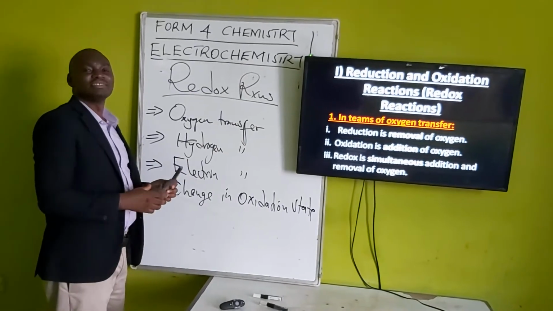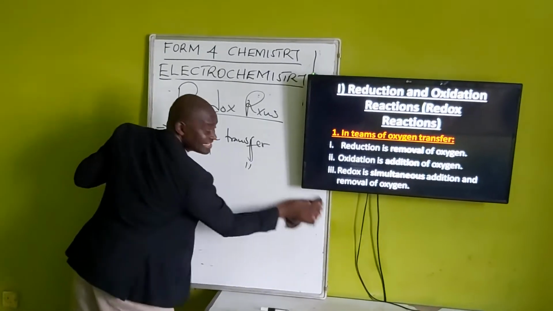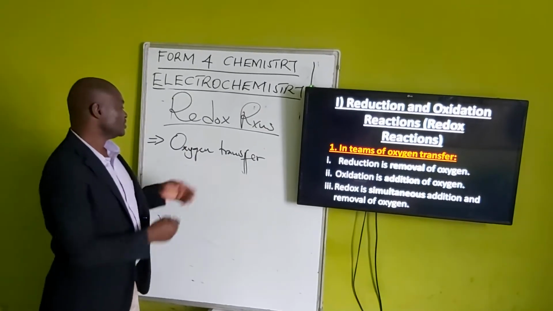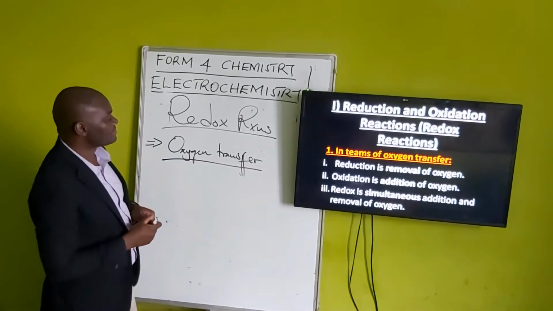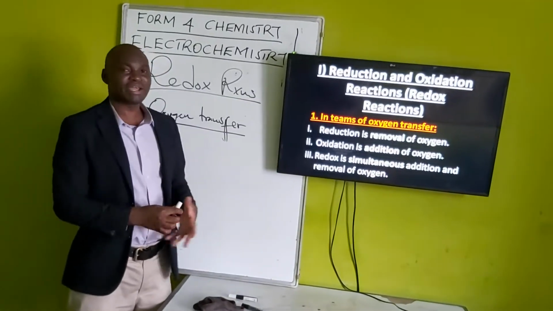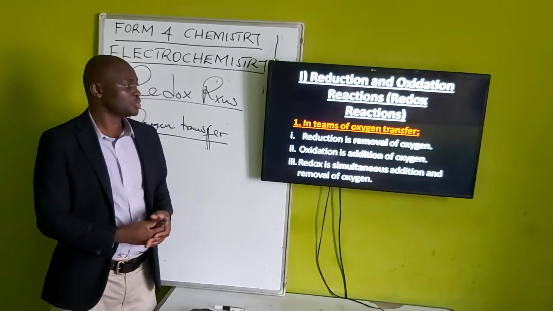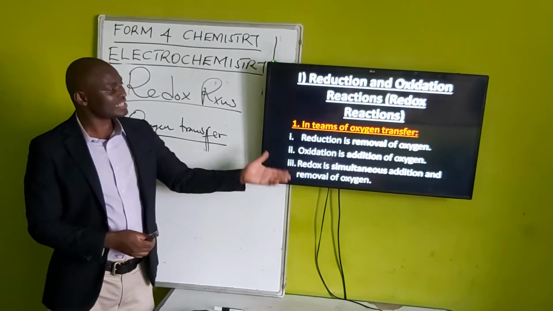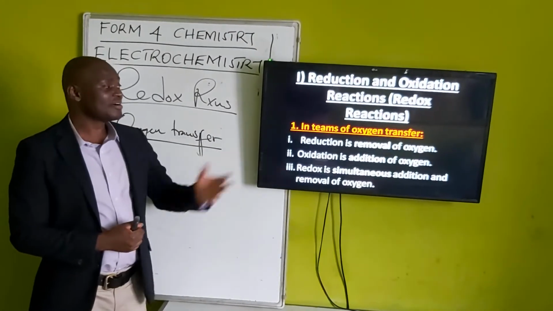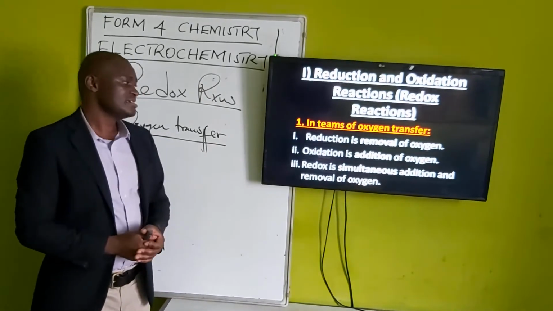So, for our purpose today, we are going to concentrate on 1. Then, next time in our second lesson, we'll concentrate on the second one. So we are going to look at it in terms of oxygen transfer. If you look at my screen here, I've summarized the meaning, and these are things that you learned in Form 1, even in Form 2. In terms of oxygen transfer, reduction is the removal of oxygen from a substance, and oxidation is the addition of oxygen to a substance.